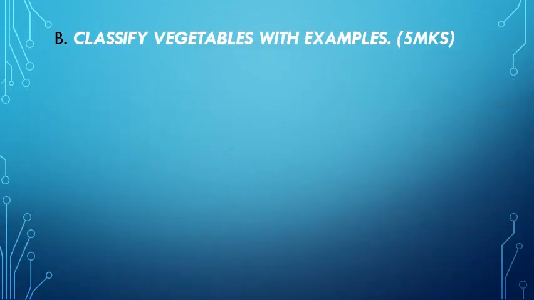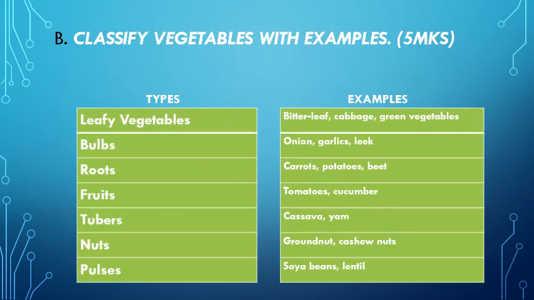The second part, they say classify vegetables with examples, 5 marks. Now, under the classification of vegetables, there are actually so many groups, but I was just able to bring out 6 groups. So the first, we have the leafy vegetables. These are vegetables that actually have leaves on them. That's what we talk of as leafy. And we have examples like the bitter leaf, cabbage, green vegetables, etc.